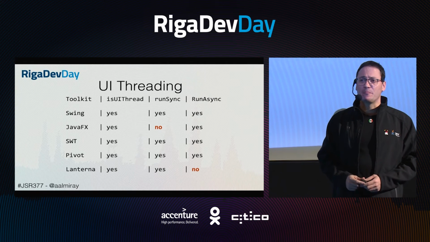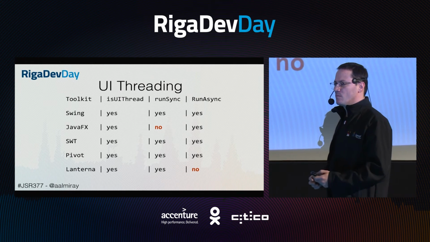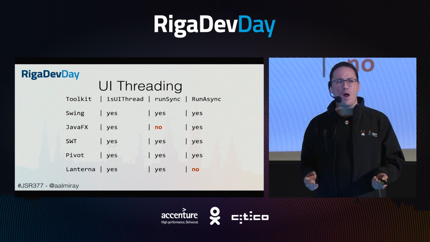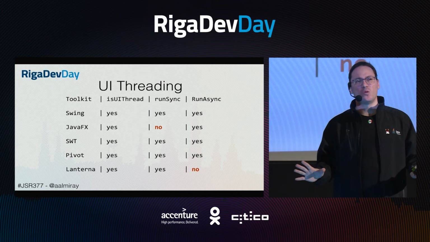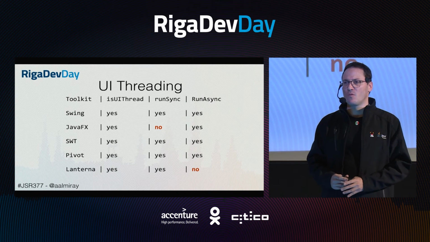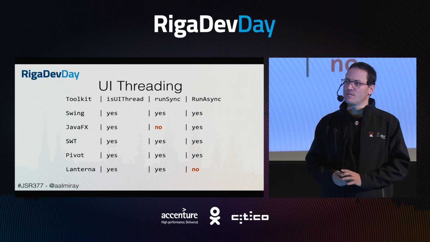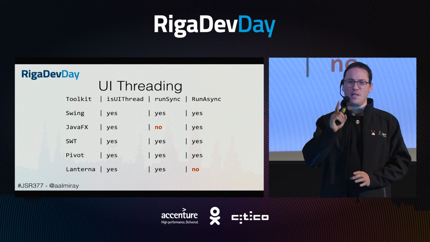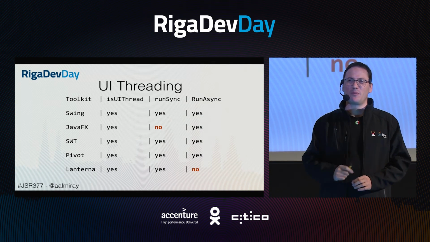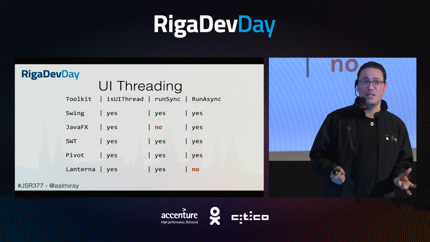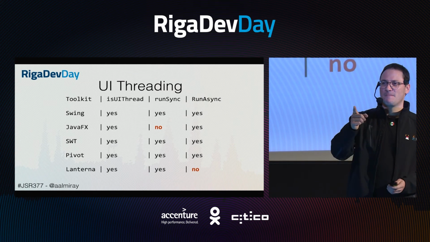Next, we're going to threading. Now, who of you remember what is the golden rule of Swing? We're working with different threads. There is one simple rule, and everybody breaks it because it's so easy to break. There is no protection against it.